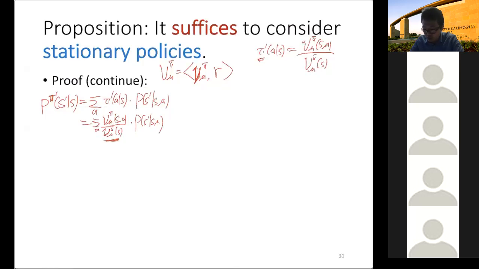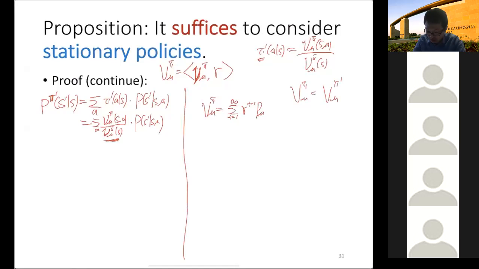Now we remember what we're trying to prove. We're trying to prove that V^pi(nu) is equal to V^pi'(nu). So let's start from the other side and write what V^pi(nu) is. Again, by definition, this is the sum over t from 1 to infinity with gamma discounting. This is a definition of the occupancy measure.